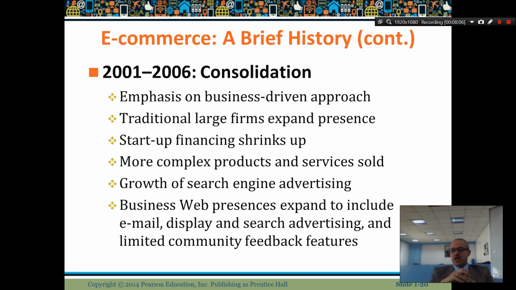More complex products and services started to appear. So, do you remember a product or more complex products and services that started to sell? For example, the idea of, let's say, e-lancing online. This type of services, more complex. Growth of search engine advertising.